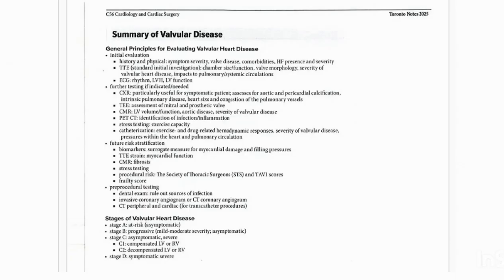Stress testing can also contribute to prognostic assessment by evaluating functional capacity. Before intervention, procedural risk should be estimated using validated scoring systems, including the Society of Thoracic Surgeons STS score and TAVI risk score. Finally, assessment of frailty is increasingly important because frailty strongly influences operative risks and postoperative recovery, particularly in elderly patients.